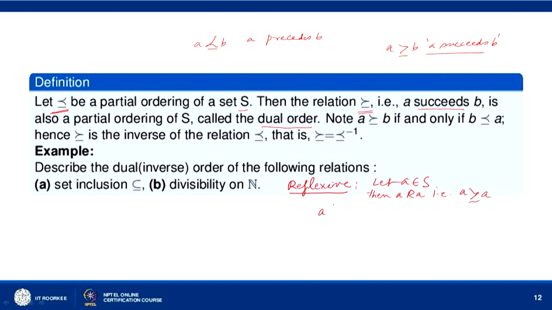That means A precedes A. This is given, this is already there. This is a partial ordering on the set S. So, with respect to this partial ordering, this is a reflexive relation on S. So, this means A precedes A is always there. When A precedes A, then A succeeds A. So, A is related to A.